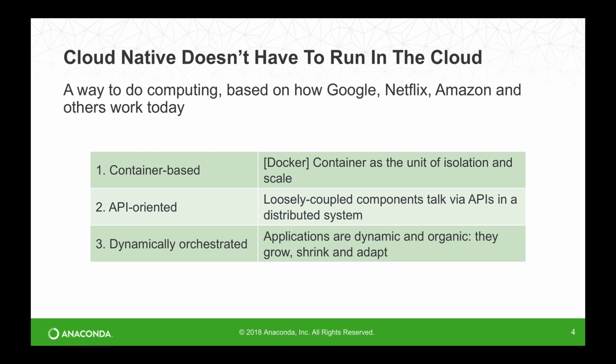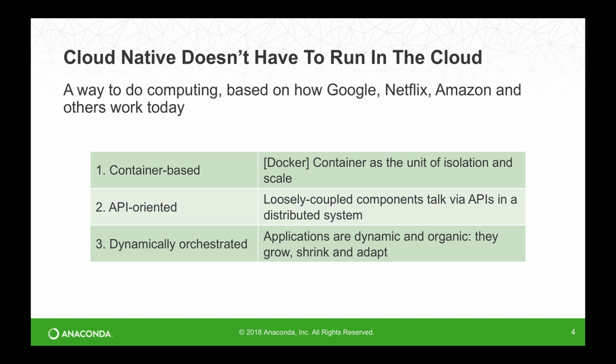In fact, cloud native really means three things. First one is the use of containers, so Docker containers as the unit of isolation and scale, and I'll talk about what that means in a second. API oriented means that the application is loosely coupled components that talk via APIs, network APIs. This is not a programmatic API as you might be familiar with in the Java world, where an API is basically calling a Java function on an object. We're talking about network-based APIs, REST APIs in a distributed system, and I'll talk about that in more detail.